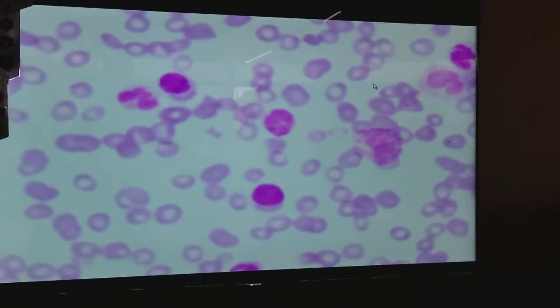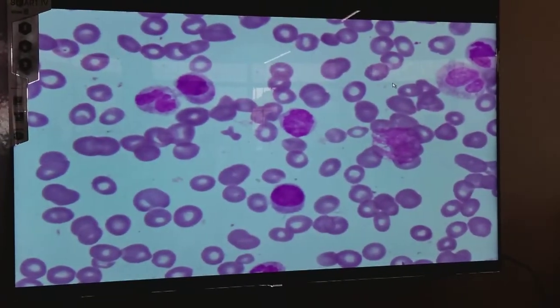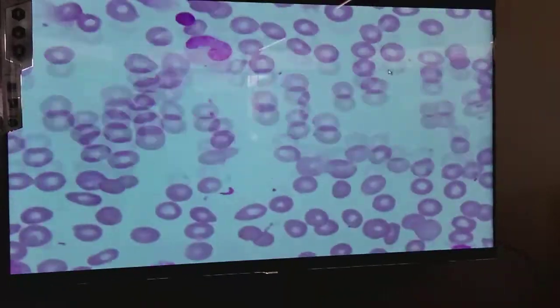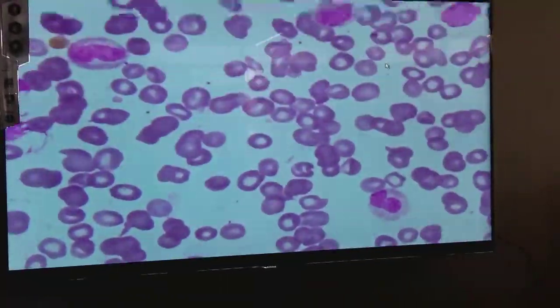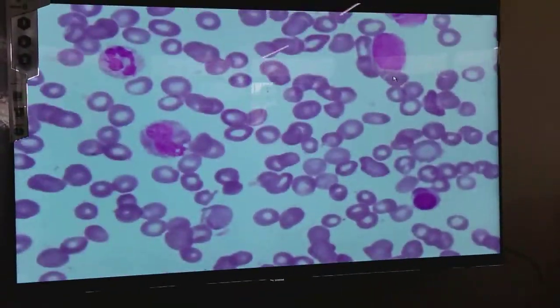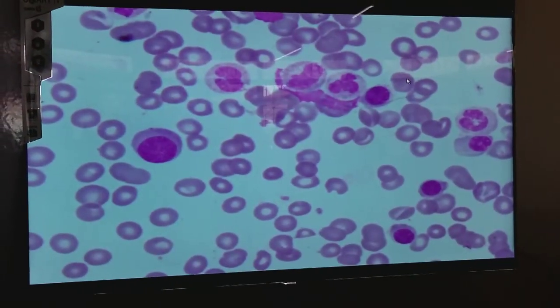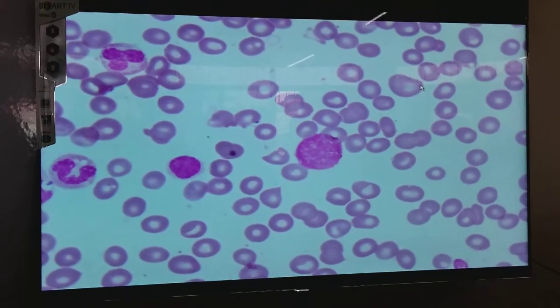Okay, for the erythroid series. Okay, that is how a pronormoblast or proerythroblast will look like. Just like the myeloblast, it will have a very large nucleus with very scant cytoplasm.